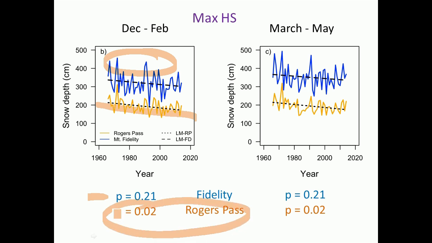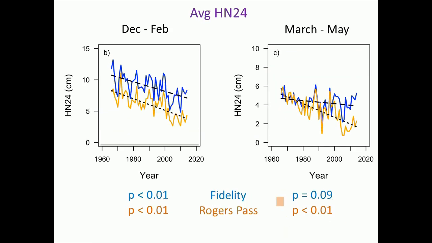In the spring at Fidelity, the snowpack height almost reaches 500 centimeters some years. Again, the trend at Fidelity is not significant, but the trend at Rogers Pass, 1350 meters, is significant. Now let's look at the trends in the average 24-hour snowfall. In midwinter, the daily average snowfall at Fidelity was often over 10 centimeters 40 to 50 years ago. Now, the midwinter average is usually less. The midwinter trends are significant at both sites because the p-values are less than 0.05.